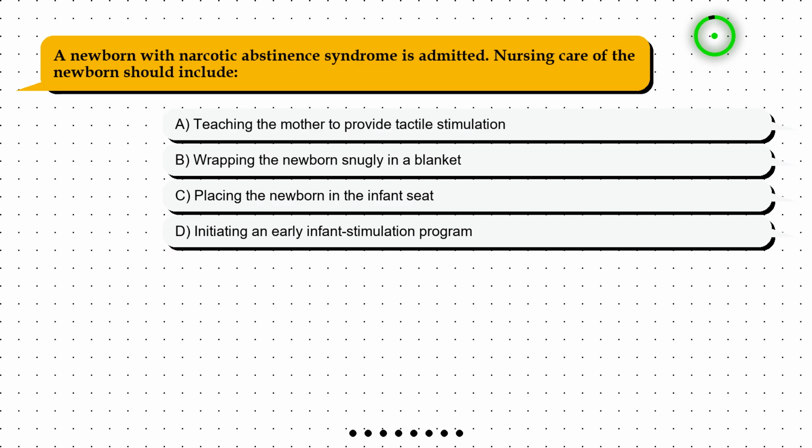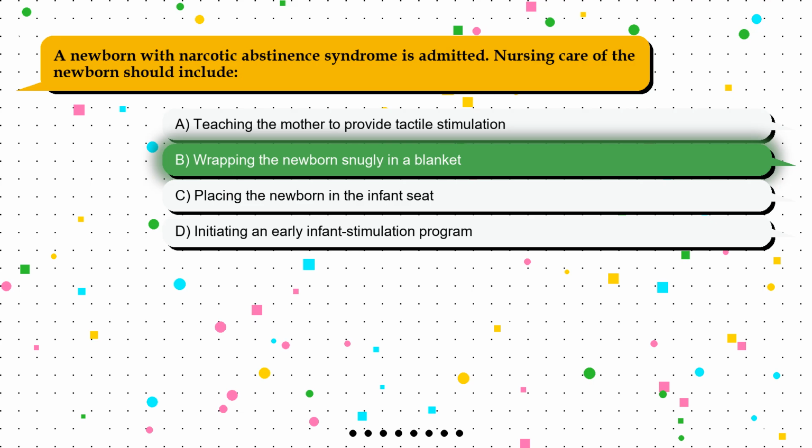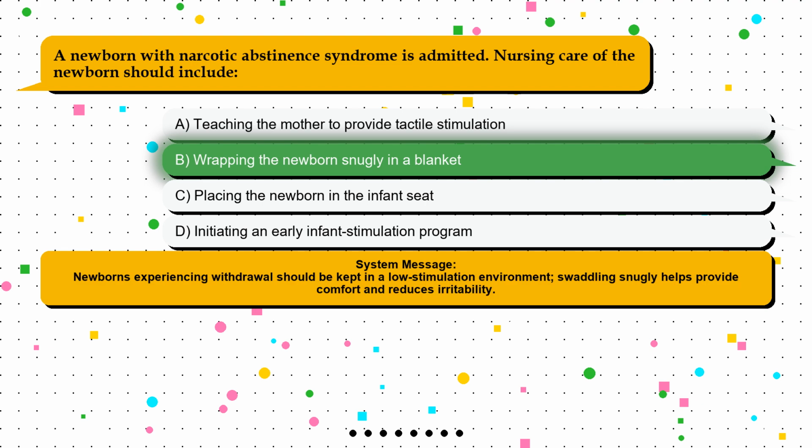Question 2. A newborn with narcotic abstinence syndrome is admitted. Nursing care of the newborn should include: Option A, teaching the mother to provide tactile stimulation. Option B, wrapping the newborn snugly in a blanket. Option C, placing the newborn in the infant seat. Option D, initiating an early infant stimulation program. The correct answer is option B, wrapping the newborn snugly in a blanket. Newborns experiencing withdrawal should be kept in a low stimulation environment. Swaddling snugly helps provide comfort and reduces irritability.